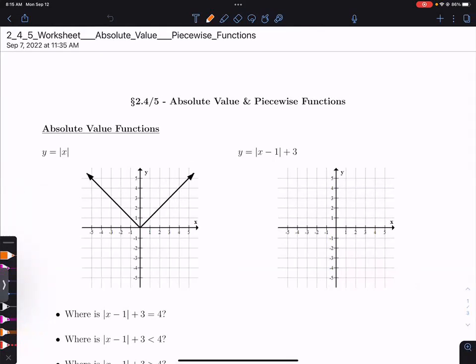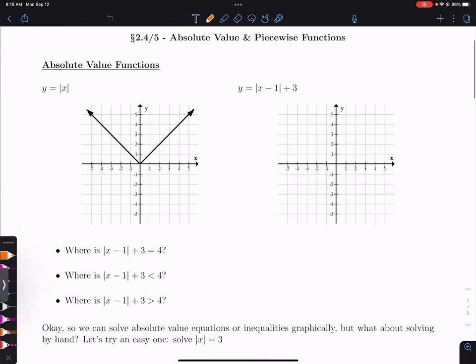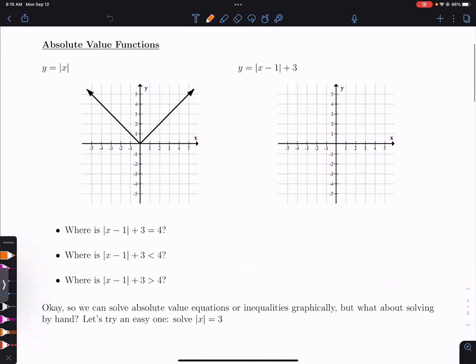Once you have that, which should be hopefully pretty straightforward by now, some questions to answer. On this graph that you come up with, this translation of the absolute value function, where is that function equal to 4? Where is it less than 4? Where is it greater than 4? So think about what that means, how you answer that. Talk about it with your group. Think about looking at the graph and trying to find that information.